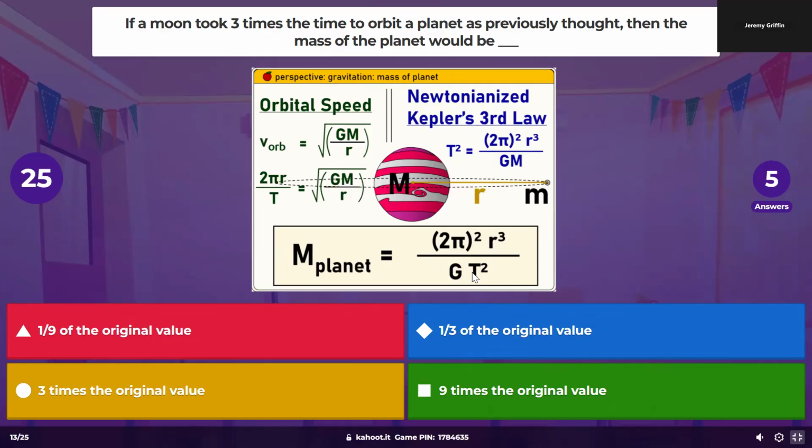Right. It takes 3 times more time. Wait, no, here, I'll walk through it with you guys right now. Guys, if you throw a 3 on this capital T, and you square that, and it's also in the denominator, so it's like 1 over 9, isn't it? If it's squared, right? 1 over 3 squared.